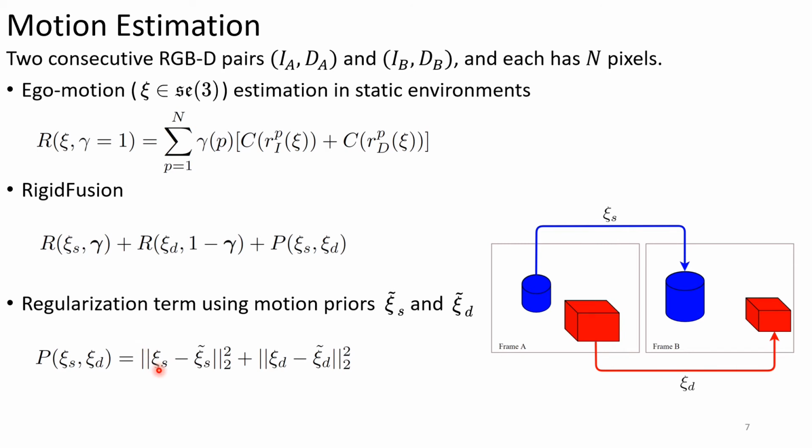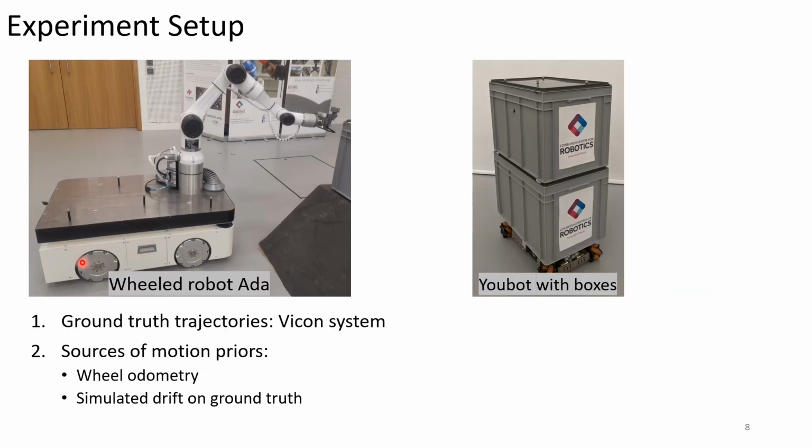In real experiments, we mount the RGB camera on the base of the real robot ADA and also put large boxes on it. The ground truth trajectories are acquired from the Vicon system, and there are also two sources to acquire motion priors. One is real wheel odometry. The other is adding simulated drift on ground truth.